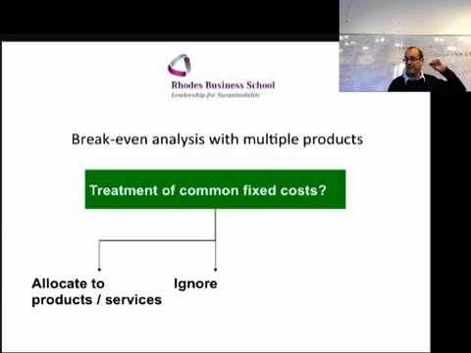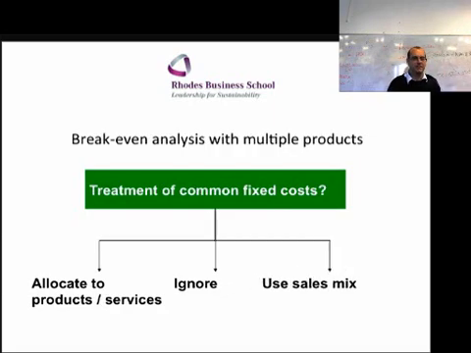Okay, they fudge our decision-making. So the third alternative is, well, why don't we use a sales mix? Essentially what we're doing there is using a sales mix to allocate these common fixed costs to the products or services. Okay. So that's what we're now doing. Guys, are you comfortable with what I mean by sales mix?